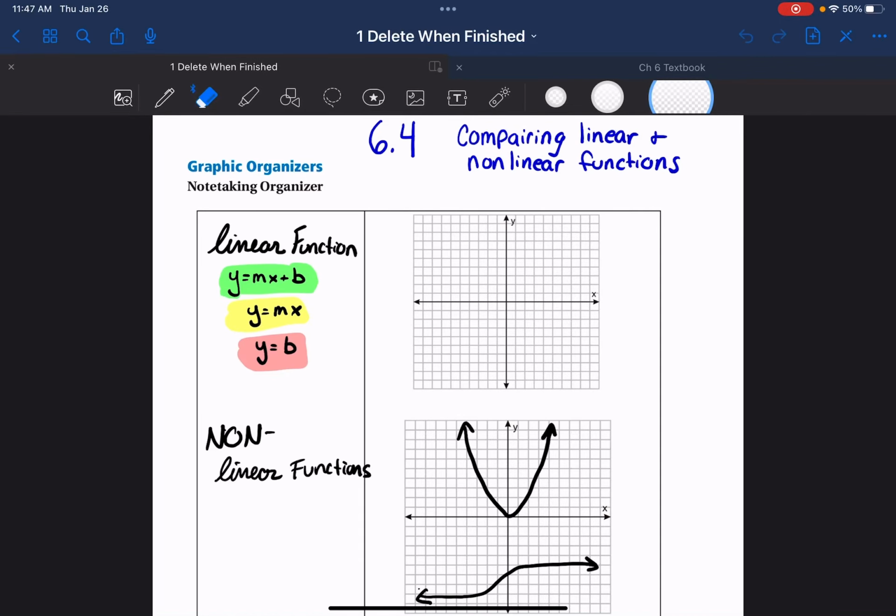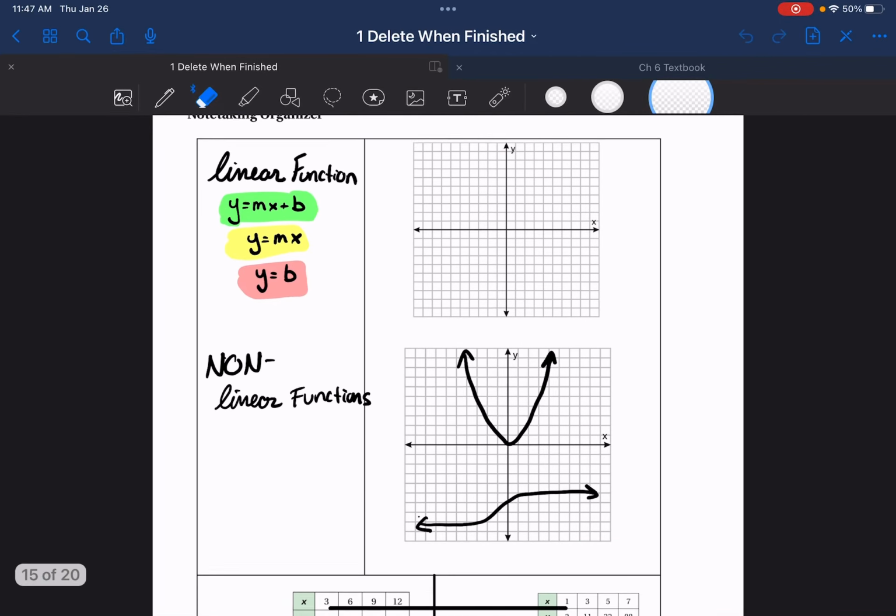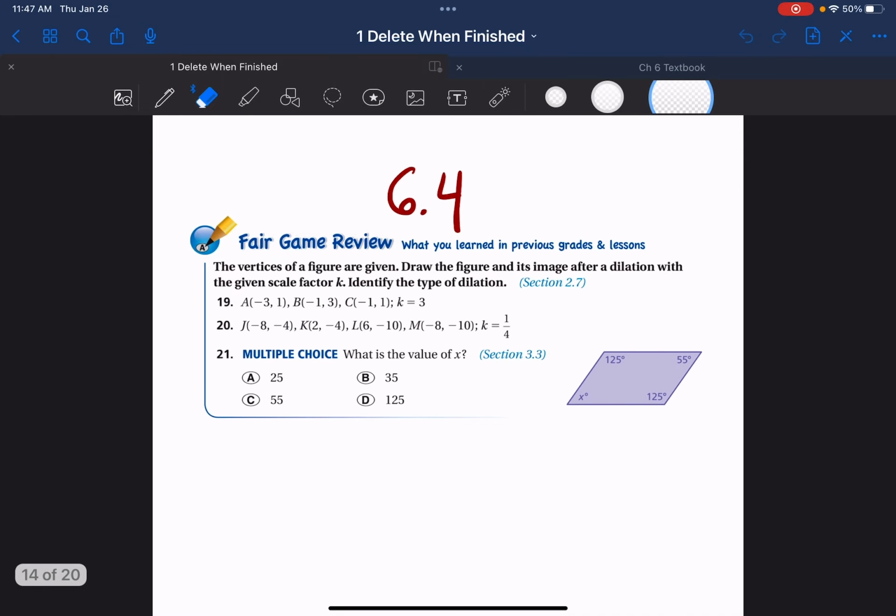Hi, 8th graders. We are going to start with 6.4 today, but before we begin, I want you to get out your bell ringer. I'm going to go over the bell ringer a little bit with you, and then you're going to pause this video and finish the bell ringer, then turn it in, and then we'll continue on with the lesson in the video.